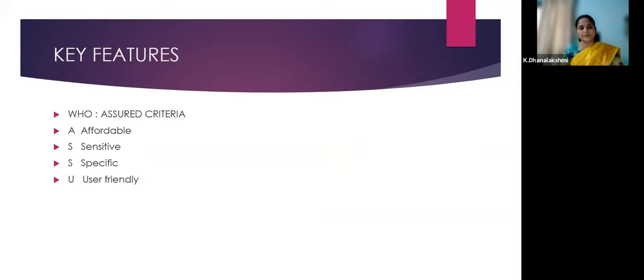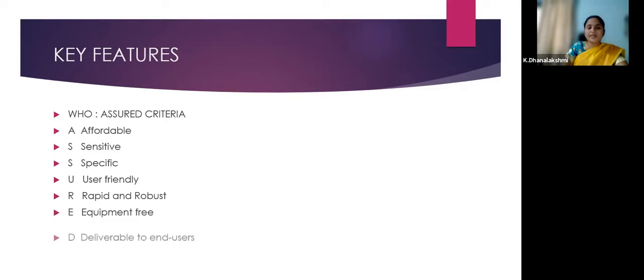For example, you take GeneXpert. It is a totally automated PCR. You collect the sample and process it only for the first sample. Then you just load the sample and you get the results in 1 or 2 hours. So that is user friendly. R is rapid and robust. You have to get the results immediately. E is equipment free, in the sense that it is easy to handle and easy to transport. And D is deliverable to the end users. It should be applicable in day-to-day practice. If these criteria are met, then we can say it is a very good rapid test. So this ASSURED criteria we should know.